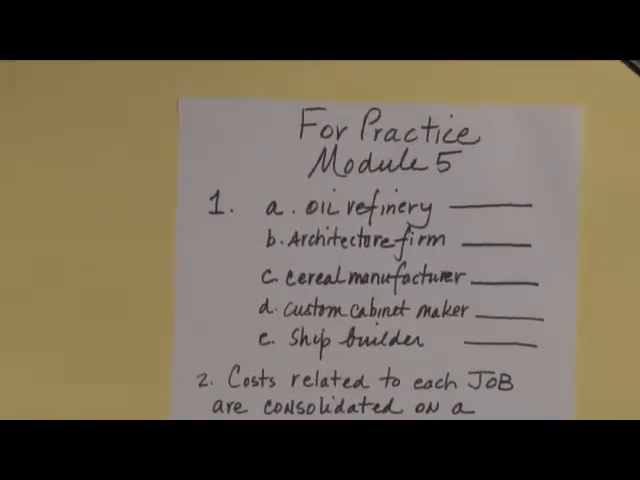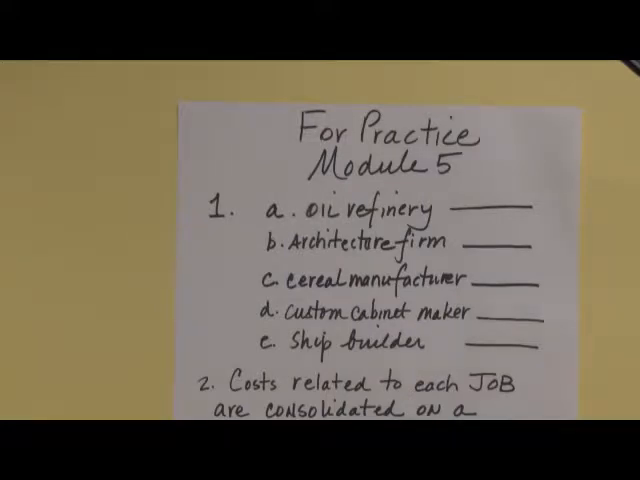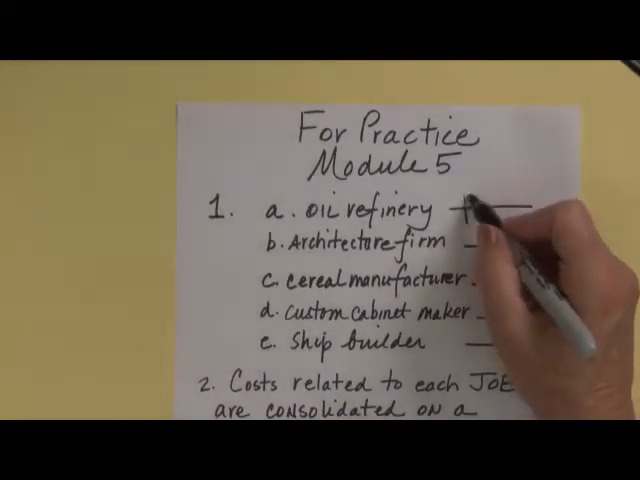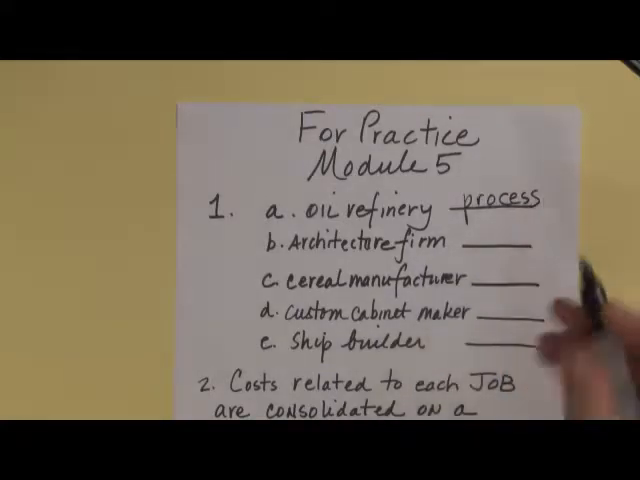Let's go back to Module 5, though, and look at the For Practice that was in your lecture notes for that module, and make sure that we do understand the basic elements of job order costing. For Practice Module 5, question number 1, we were simply going to determine whether it would be appropriate to use job order or process costing. And let's recall that it's going to depend on what kind of product that we make or what kind of business we are in. An oil refinery would use process costing, again, a homogeneous product.